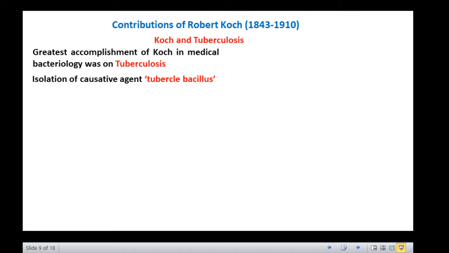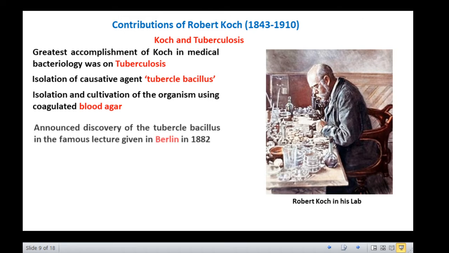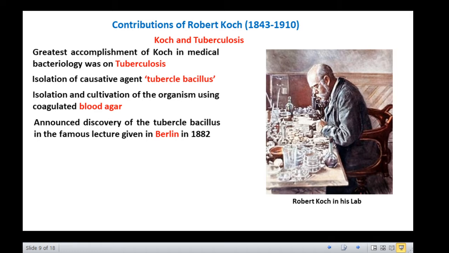The bacteria, however, could not be grown on routine culture medium. He succeeded in isolating and growing the organism using coagulated blood agar. Koch announced his discovery of the tubercle bacillus in the famous lecture given in Berlin in 1882.